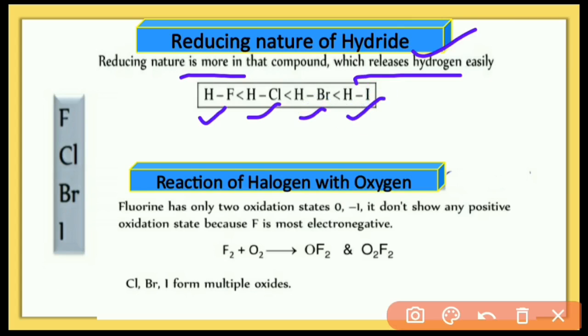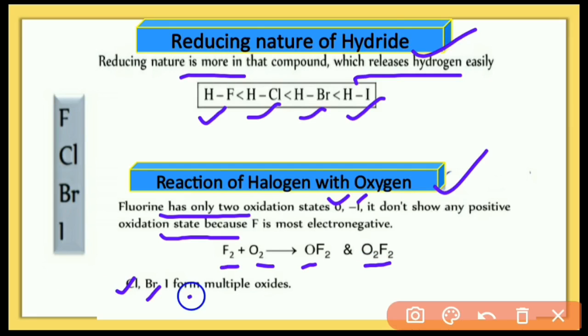Next, reaction of halogens with oxygen. So fluorine has only 2 oxidation states, 0 and -1. It does not have any positive oxidation state because fluorine is the most electronegative element. Fluorine reacts with oxygen, it forms oxygen difluoride and dioxygen difluoride. So chlorine, bromine and iodine form multiple oxides.